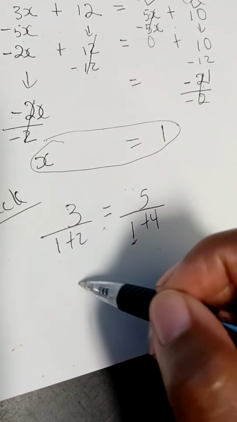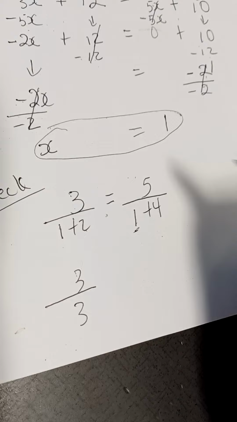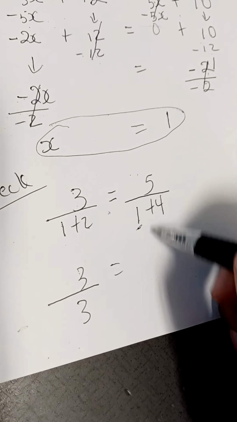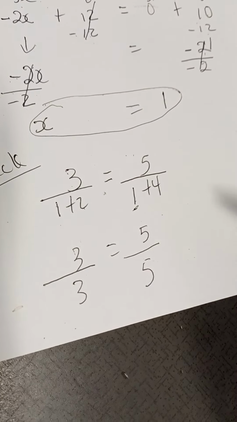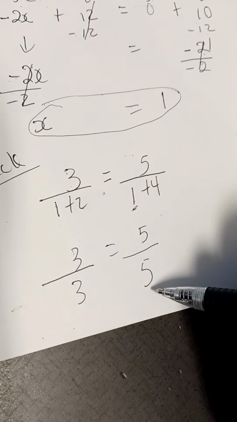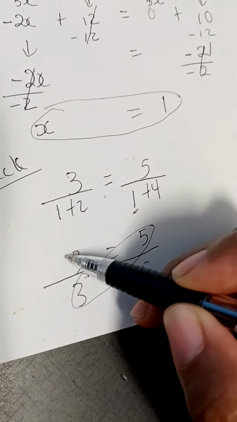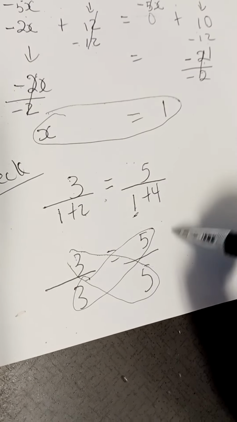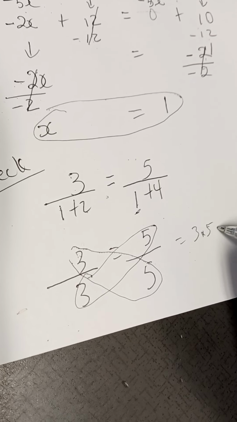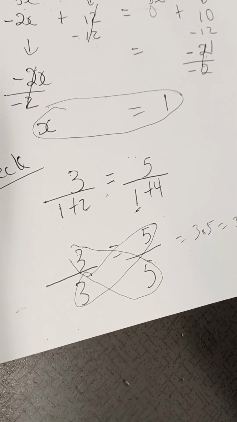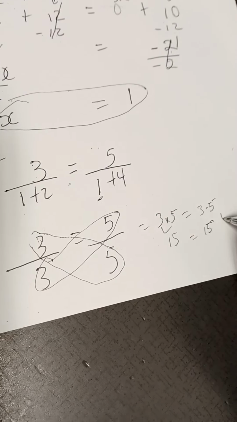So now we're going to say 3 divided by 2 plus 1, which is 3, and that's equal to 5 divided by 4 plus 1, which is 5. If you simplify, or if you cross multiply, you see both of them are the same. If you cross multiply, you're going to say 3 times 5 is equal to 3 times 5, and 3 times 5 is 15, which is equal to 15. So it checks out.